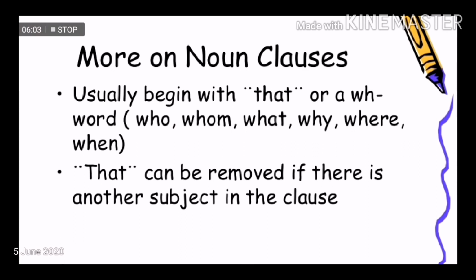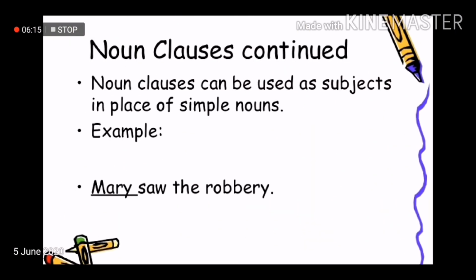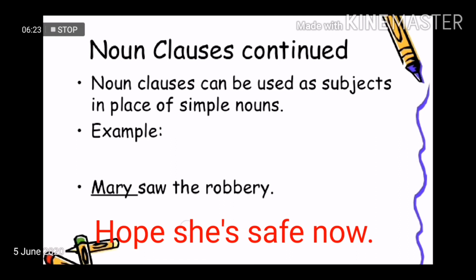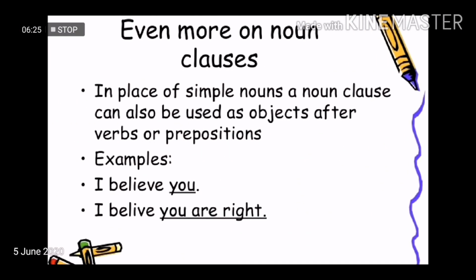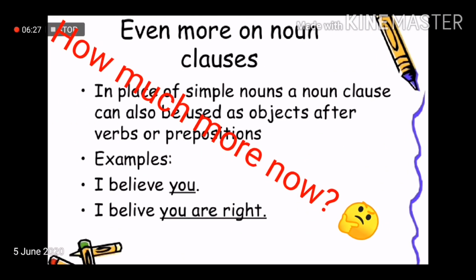More on noun clauses usually begin with that or WH word. WH means you know them already. Who, whom, what, why, where, when. That can be removed if there is another subject in the clause. So noun clauses can be used as subjects in a place of simple nouns. Example: Mary saw the robbery. Mary is subject here.